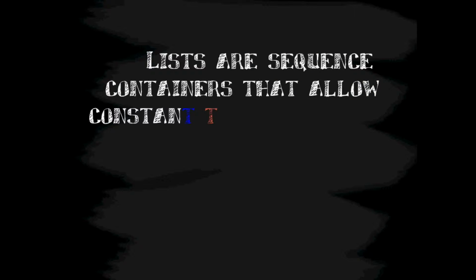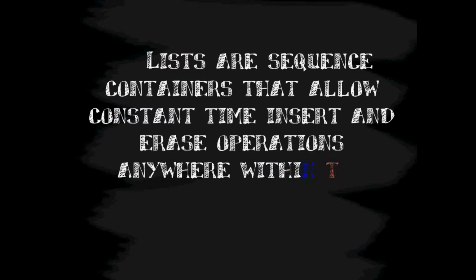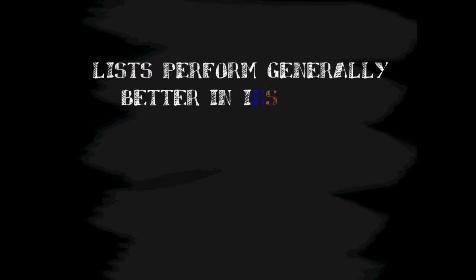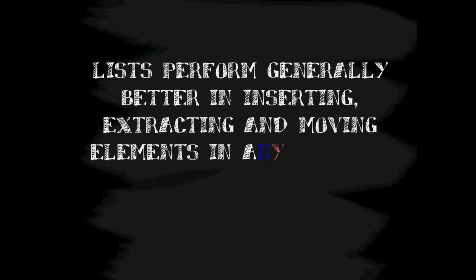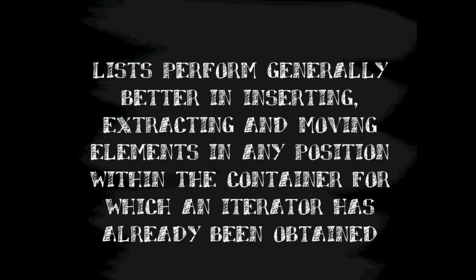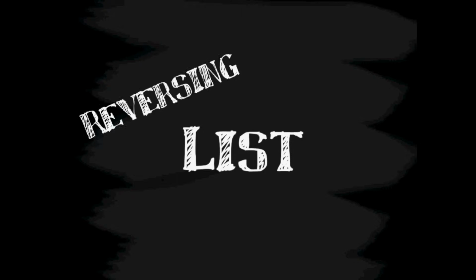First and foremost, we have to define first the list. Lists are sequence containers that allow constant time insert and erase operations anywhere within the sequence and iteration in both directions. We had a lot of sequence containers, just like array, vector, and deque, but compared to those, lists perform generally better in inserting, extracting, and moving elements in any position within the container for which an iterator has already been obtained. We had a lot of functions and syntax for a list, but just like what I've said earlier, I'm going to be focusing on reversing a list.